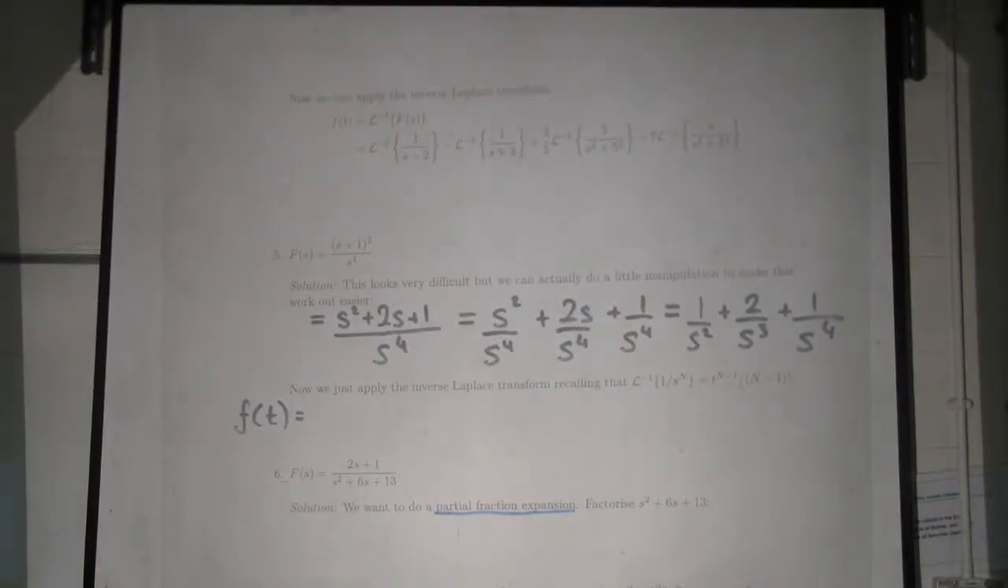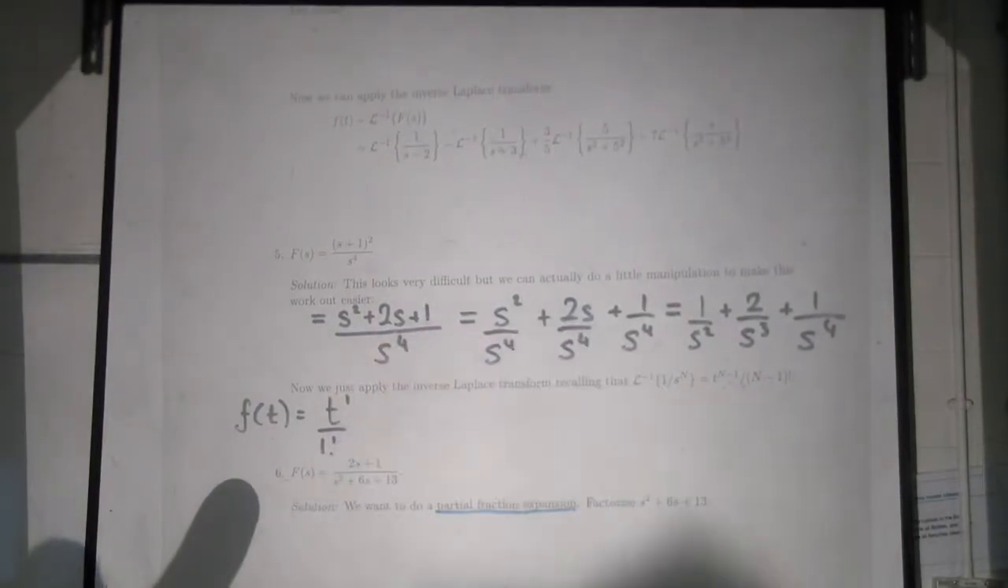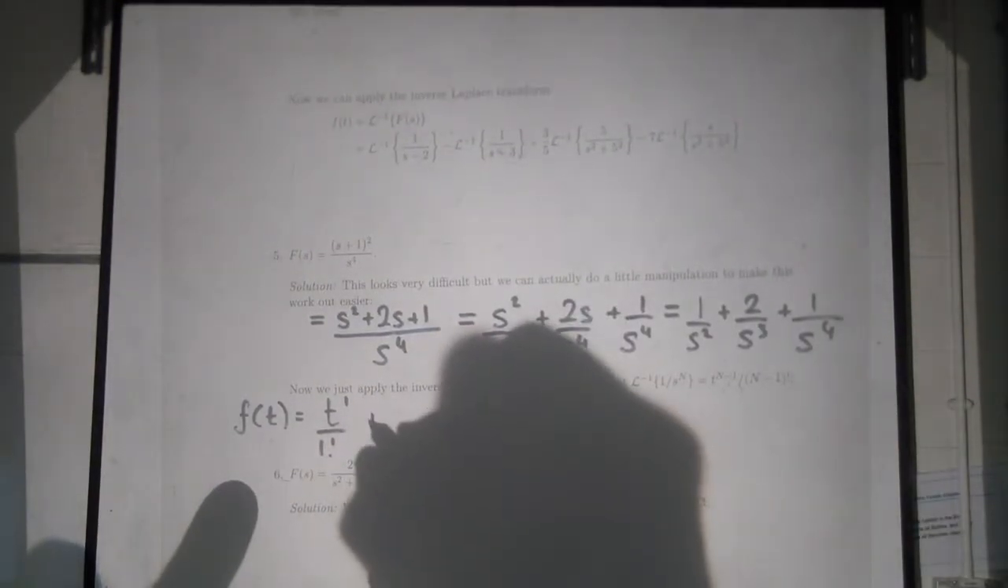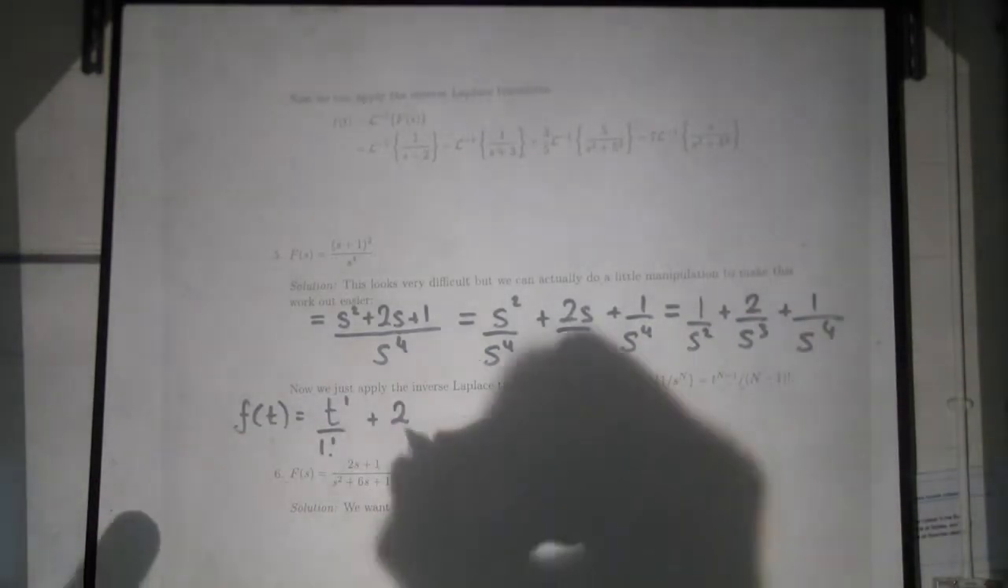So 1 over s squared, we'll go back to t to the 2 minus 1, t to the 1, over the same thing factorial. Plus fix the 2. Now the s cubed, go back to t squared, over the same thing factorial.